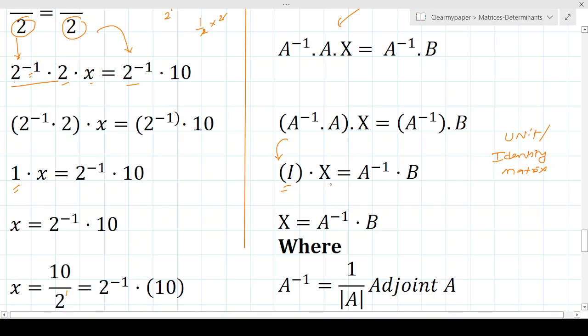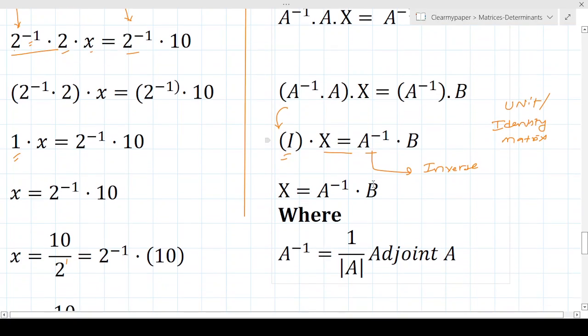And what remains is X, the unknown matrix, is equal to A to the power -1 and B, and A to the -1 is nothing but the inverse of matrix A. We are inversing it. For numbers, we call it reciprocal, or kind of inversing. In the world of matrices, we call it inverse. And so we get X is equal to A inverse B.